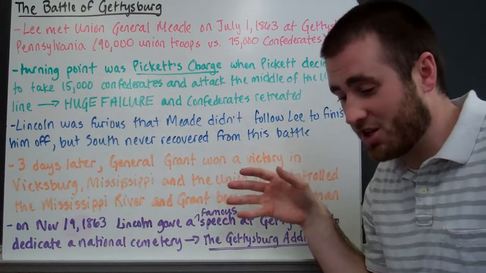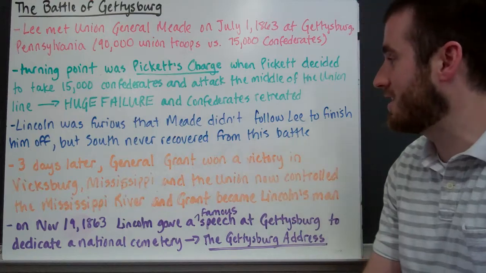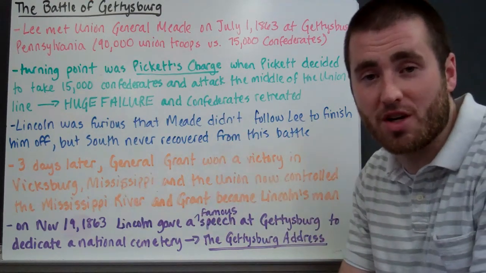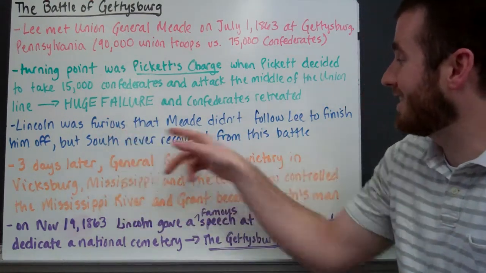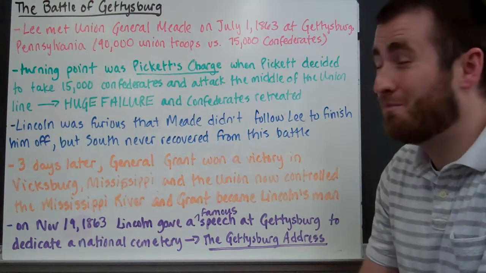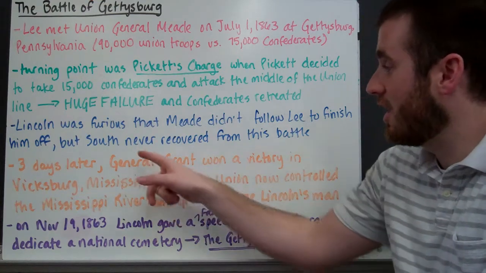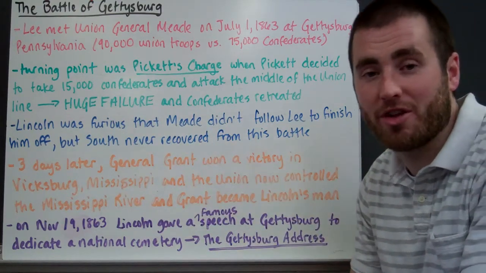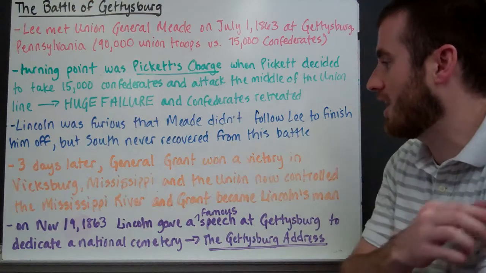The Union soldiers just basically mowed down those 15,000 men that had attacked them, and the Confederates were forced to retreat. Now, Lincoln was mad again because Meade, who suffered a lot of casualties himself, chose not to follow. But fortunately for the Union, the South really never recovered from this battle. They took a lot of huge hits in this, and it was hard for them to gain back.